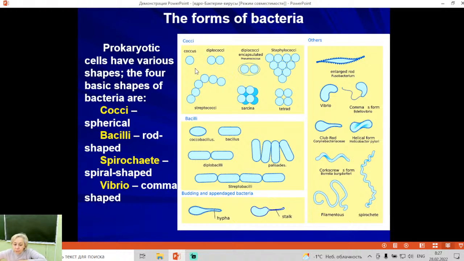The shapes of bacteria. Prokaryotic cells have various shapes. The four basic shapes of bacteria. Cocci is spherical shape, bacilli rod shape, and you see cocci on this slide. Maybe coccus, maybe diplococcus, when two cocci are together. Diplococci encapsulated, maybe streptococci, a chain of cocci, sarcina, tetrad, staphylococci. Bacilli, or rod-shaped. Maybe bacilli, diplobacilli, streptobacilli.